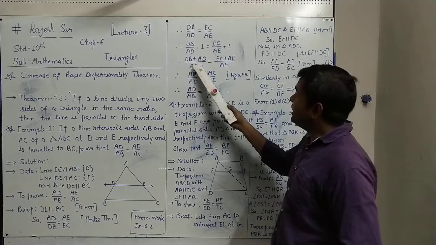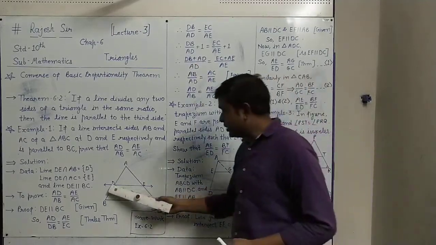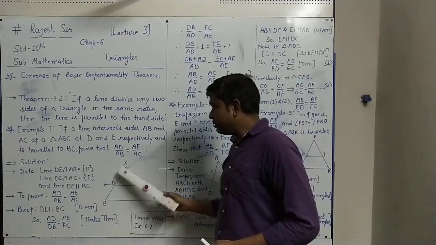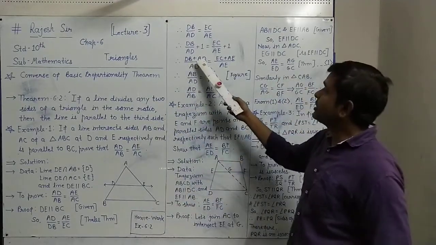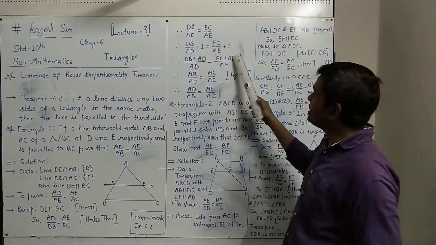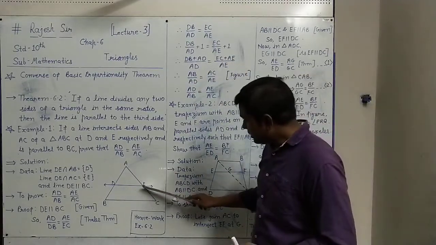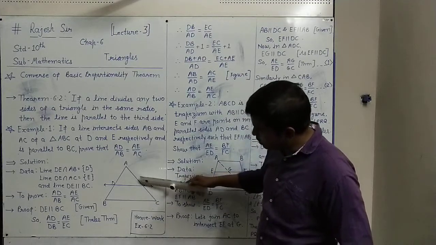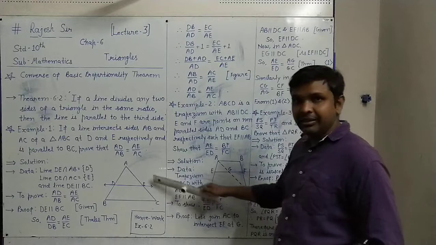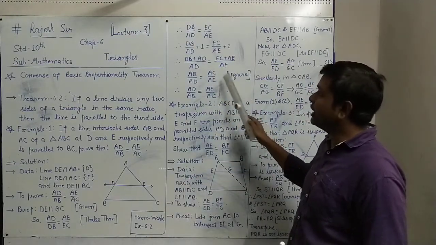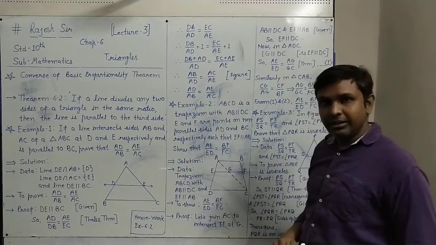Now DB plus AD, see in the figure. DB is this portion plus AD is this portion. Both the addition will be AB. So DB plus AD gives AB upon AD, as it is, equals the same way EC plus AE. See in the figure, EC is this portion plus AE is this portion. If you add these two, it makes AC, so that is AC upon AE, as it is. By figure we have written this.